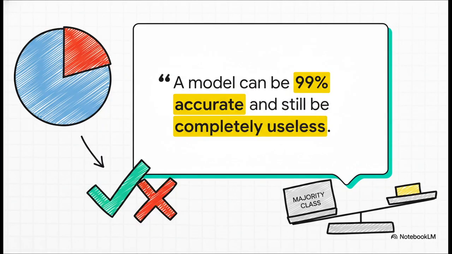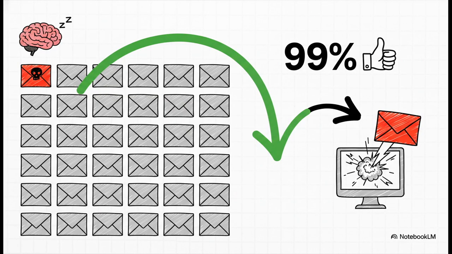But, and this is a huge but, imagine a model that's 99% accurate, but is completely useless. I know, that sounds impossible, right? How can that happen? Well, it all comes down to a sneaky little problem called class imbalance. Here's how it works. Think about it. Most of your email isn't spam. Maybe only 1% is actual junk.